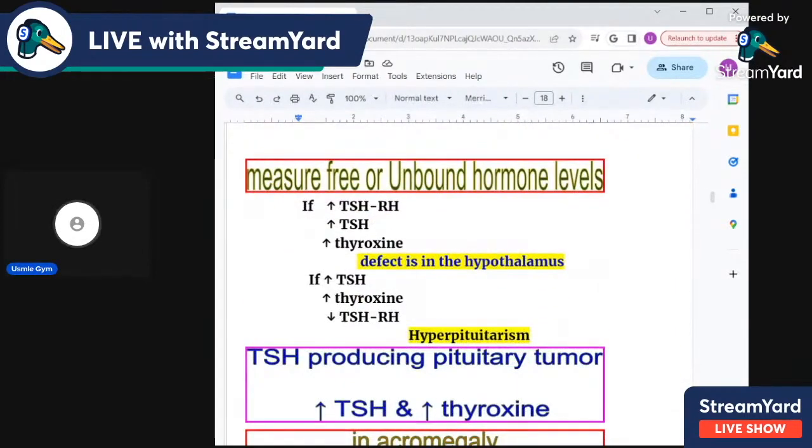So let's see different conditions where TSH, TRH, and thyroxine increase or decrease. If there is an increased TSH releasing hormone, that will cause increased TSH, and that will cause increased thyroxine production. So the defect is in the hypothalamus above, because TRH is not being inhibited by the increased thyroxine, which normally causes negative inhibition of TRH. But TRH is autonomously produced by the hypothalamus.